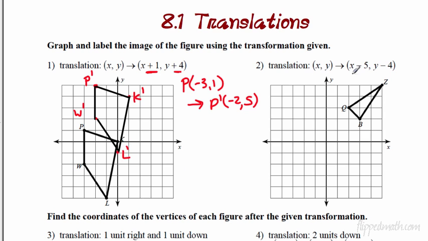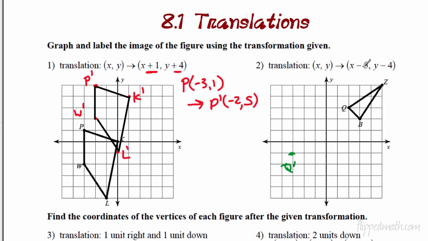Here's another example. The rule is x, you go minus 5. So that's minus 5 in the x direction. 1, 2, 3, 4, 5. And then y, you subtract 4. That's going to put us right here. That was Q. Q prime.